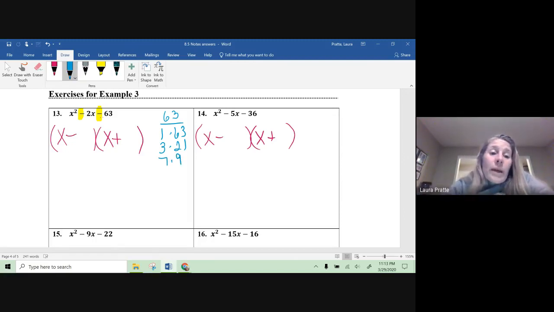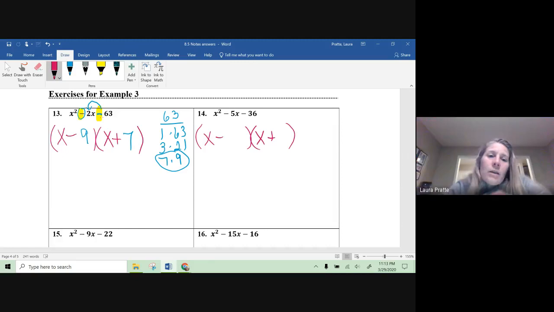So which of these pairs, now this is a minus sign, so they have to subtract to get that middle number, which is 2. So 7 and 9 would subtract to get 2, right? 9 minus 7. So we know those are the numbers that we're going to use. So now we got to put them in the parentheses. But the bigger of those two numbers is going to get the negative. So the 9 is bigger than 7. So the 9 is going to get the negative, and the 7 will get the positive.